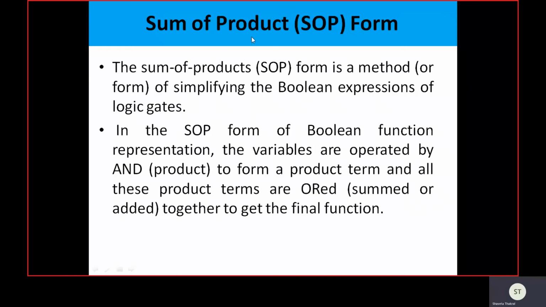If we go for the SOP representation, that stands for sum of product. That is basically a method of simplifying the Boolean expression of logic gates, and by the name itself, the idea is taking the summation of product terms. To realize the circuit, we require the AND gate to generate the product terms, and we need the OR gate to take the summation of all the product terms. All the product terms are also called the min terms.